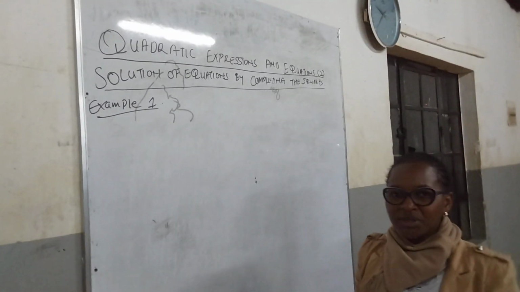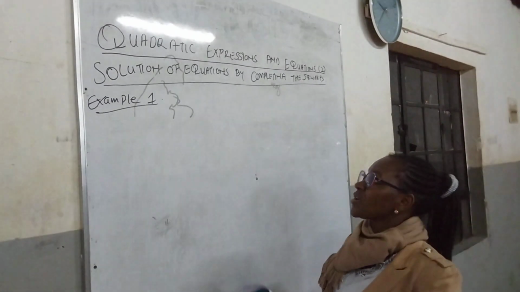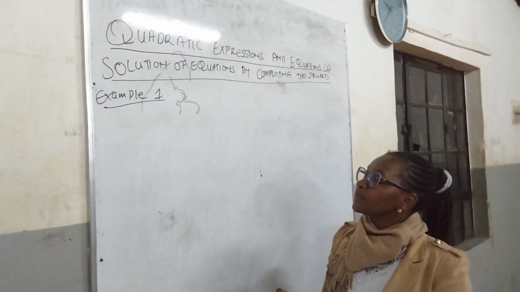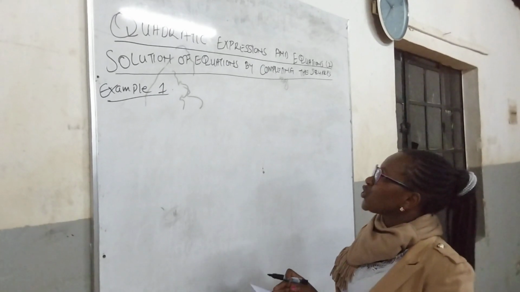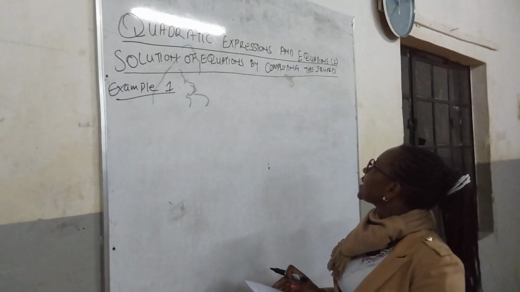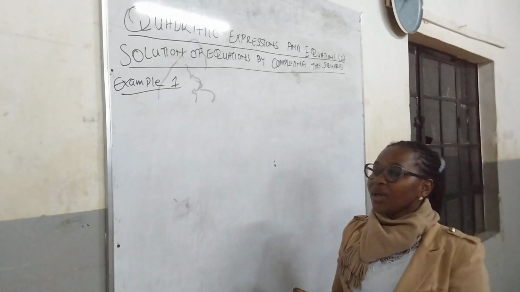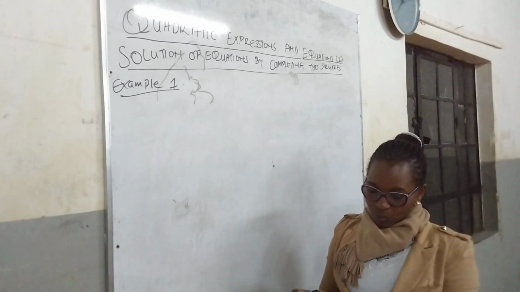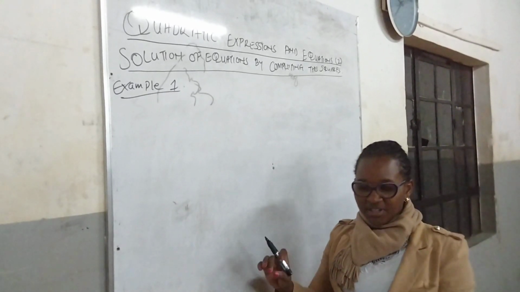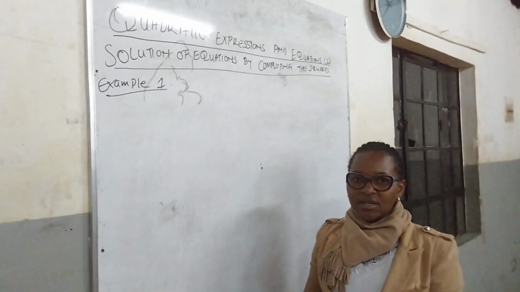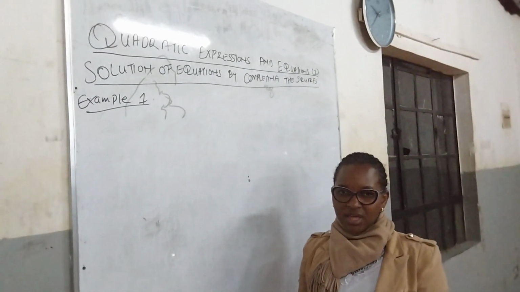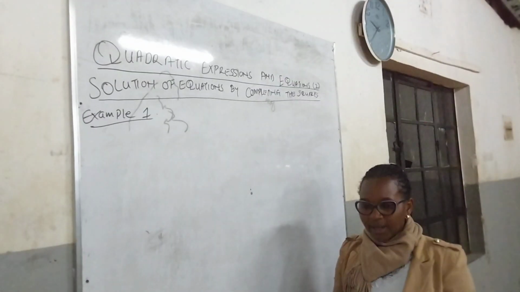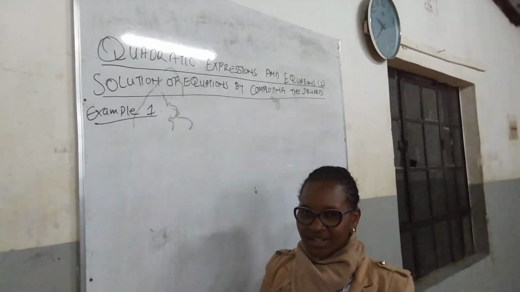We are still in Form 3 Mathematics. The first topic is quadratic expressions and equations 2. Our subtopic today is solution of equations by completing the squares. I would like us to look at two examples with some slight differences, but how they are done is one and the same thing. Kindly follow from the first example to the last and ensure that you have understood.